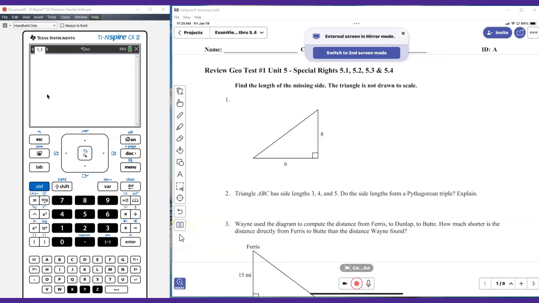Find the length of the missing side. The triangle is not drawn to scale. So this is going to be the review for the upcoming test that we're going to have for special right triangles. And I'm doing number 1.